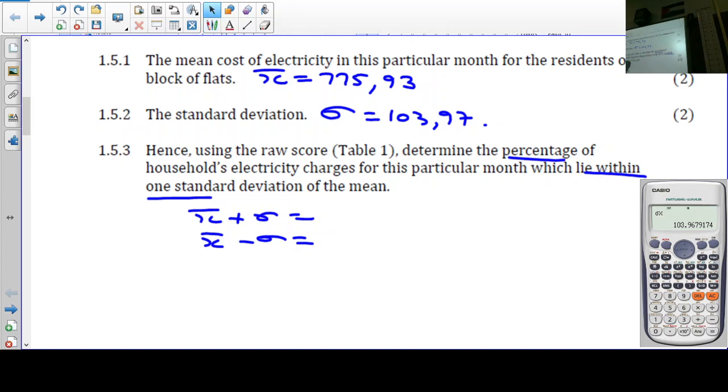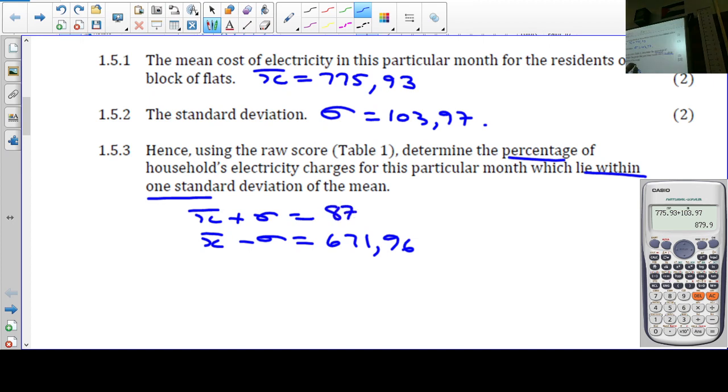So we go on the calculator again. Your mean, which is 775.93, minus 103.97, gives us 671.96. Then of course the positive one is 879.9. So this is the range in which the values must lie. This is a common exam question. You must get this right.